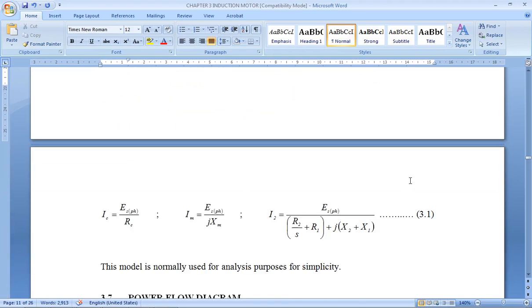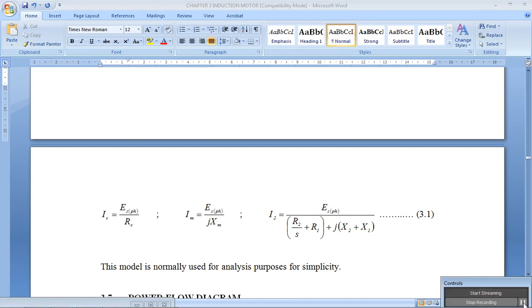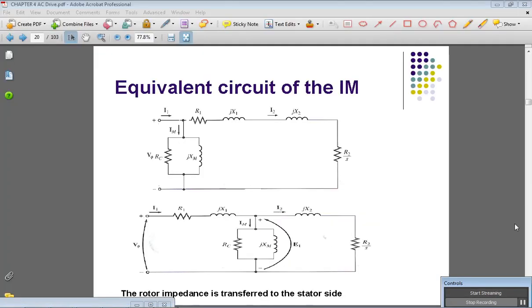So IC is equal to V phase divided by RC, and IM is equal to V phase divided by jXM. So to calculate the rotor current I2, the phase voltage will be divided by all the impedance on the left side of the approximate equivalent circuit. So back to the slide. In this slide, the top figure shows an approximate equivalent circuit, and the bottom one shows the actual equivalent circuit.